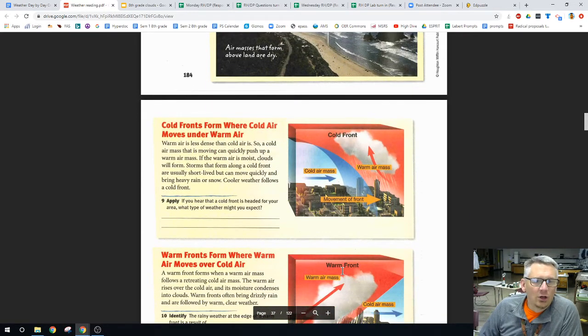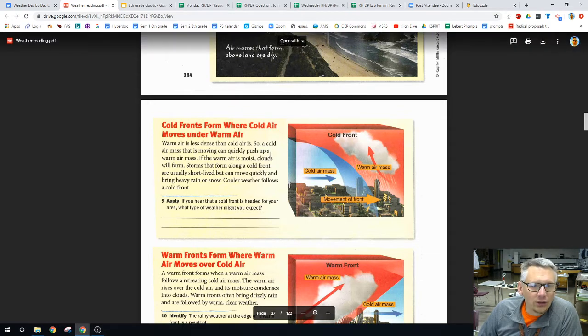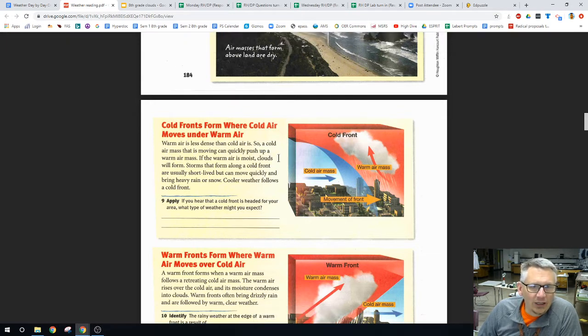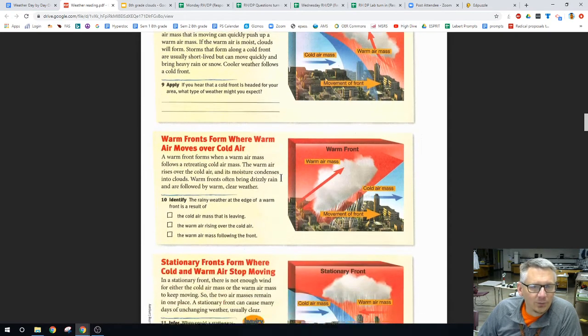Cold fronts form where cold air moves under warm air. Warm air is less dense than cold air. So a cold air mass that is moving can quickly push up a warm air mass. If the warm air is moist, clouds will form. Storms that form along a cold front are usually short-lived, but can move quickly and bring heavy rain or snow. Cooler weather follows a cold front.